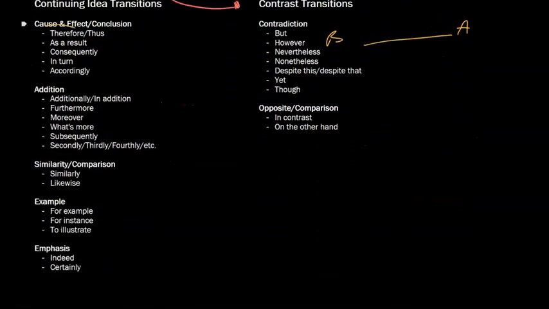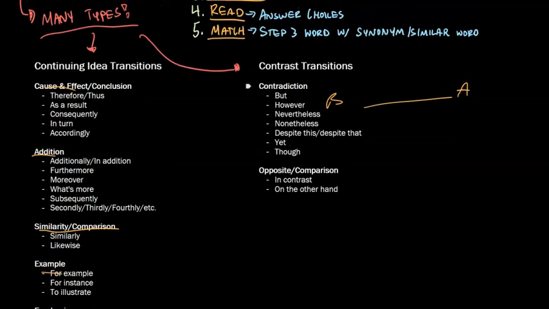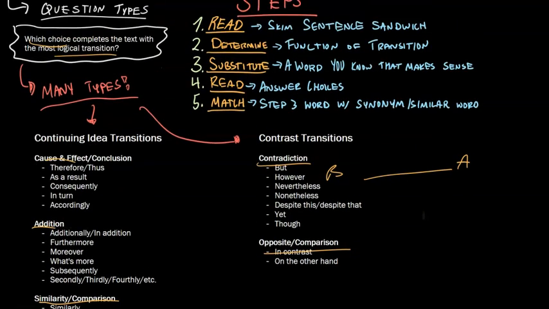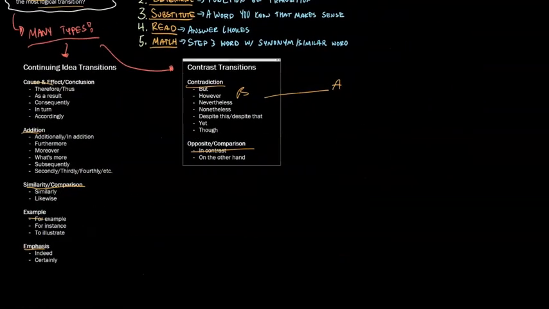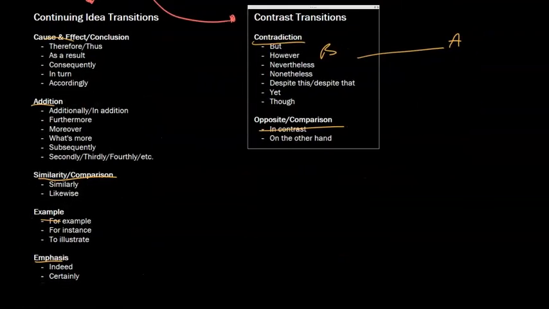Is it trying to show cause and effect? Is it trying to show like a list? Is it trying to show similarities, examples, emphases, contradictions, or opposites, right? You have to figure out which one of these it is. And you do not need to memorize all of these. Just try to remember one or two and then see if you can find synonyms for those in your answer choices when you actually get a question.